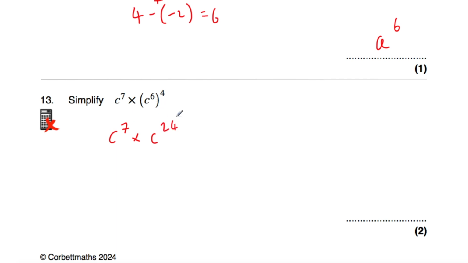So we've now got this, c to the power of 7 multiplied by c to the power of 24, because we multiply these powers together to get 24. Now we're multiplying things with the same base, and we're now going to add the powers. 7 plus 24 is 31, so it's c to the power of 31. And that's it, c to the power of 31. And that's our answer. Okay, question number 14.